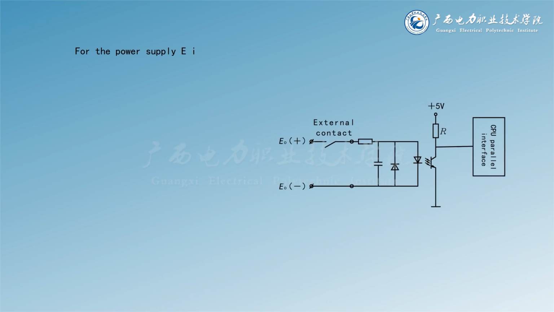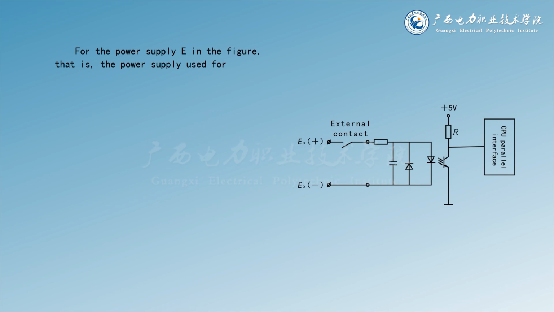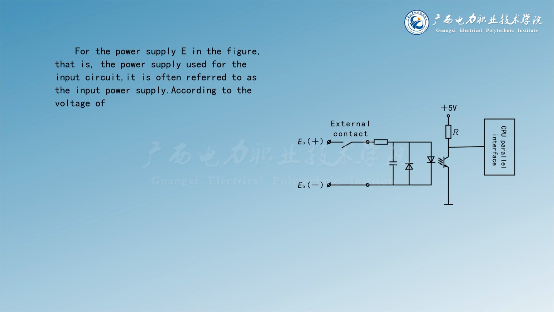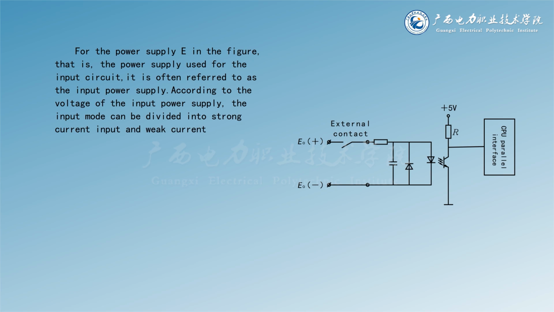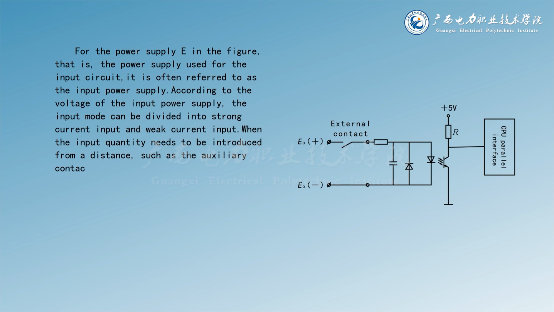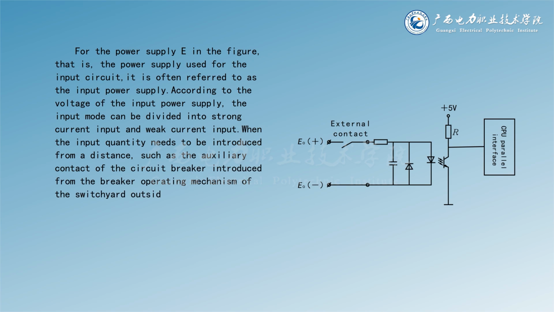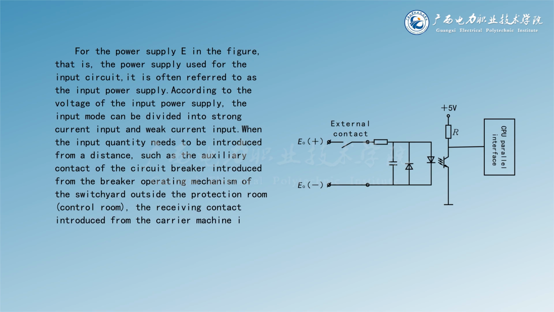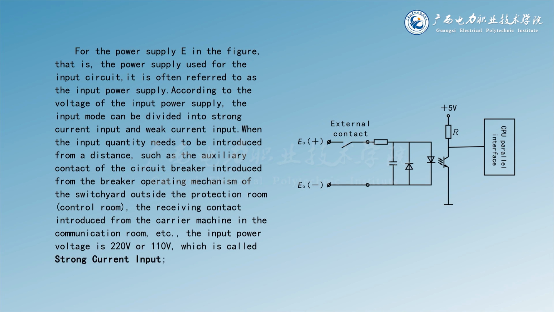The power supply E in the figure, that is, the power supply used for the input circuit, is often referred to as the input power supply. According to the voltage of the input power supply, the input mode can be divided into strong current input and weak current input. When the input quantity needs to be introduced from a distance, such as the auxiliary contact of the circuit breaker introduced from the breaker operating mechanism of the switchyard outside the protection room, or the receiving contact introduced from the carrier machine in the communication room, the input power voltage is 220 volts or 110 volts, which is called strong current input.